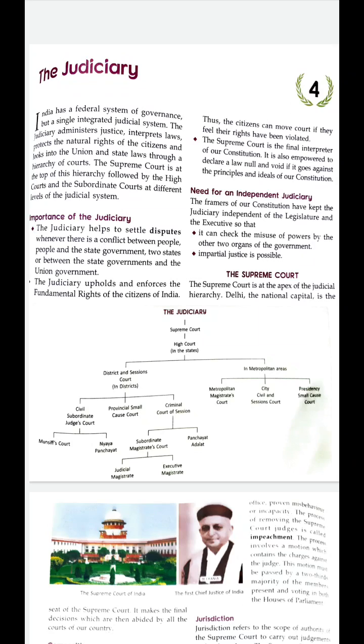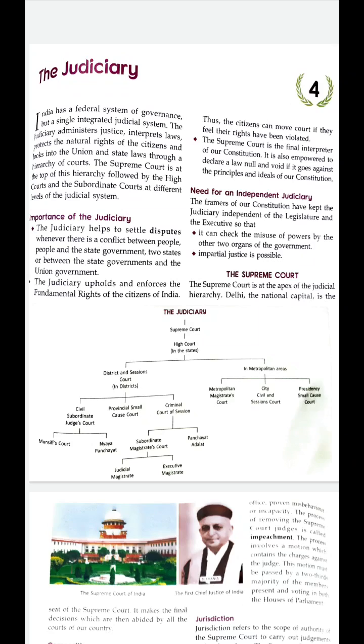Clear? Now, third point is that the Supreme Court is the final interpreter of our Constitution. It is also empowered to declare a law null and void if it goes against the principles and ideals of our Constitution. So, if Parliament makes a law that is against the Constitution, at that time our Supreme Court will declare that law null and void, which means that the law has got no importance. So what we understand is that Parliament, if it is making any law, should not go against our Constitution.